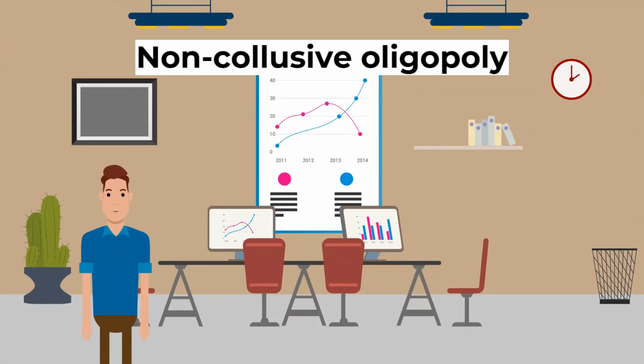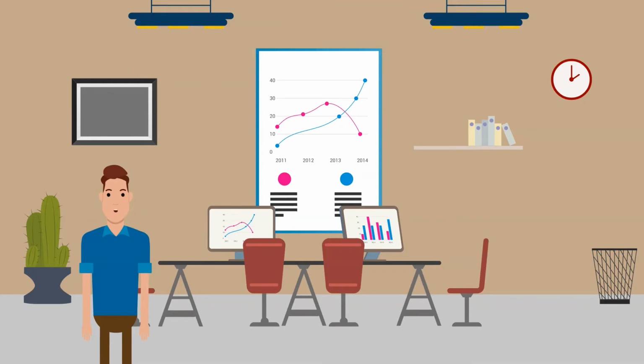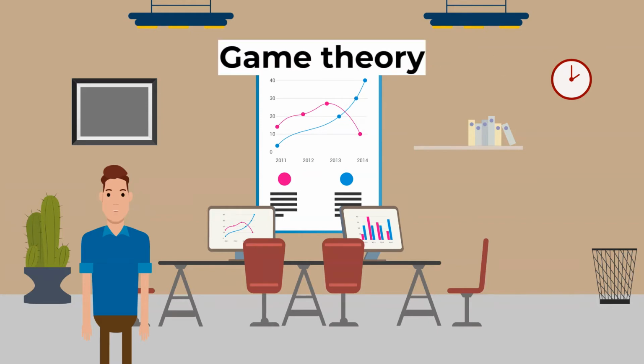Now, how about non-collusive oligopoly? The behavior of a firm under a non-collusive oligopoly will depend on how it thinks other firms will react to its policies. Game theory can be used to examine the best strategy a firm can adopt for each assumption about its rivals. So, that brings us to game theory.